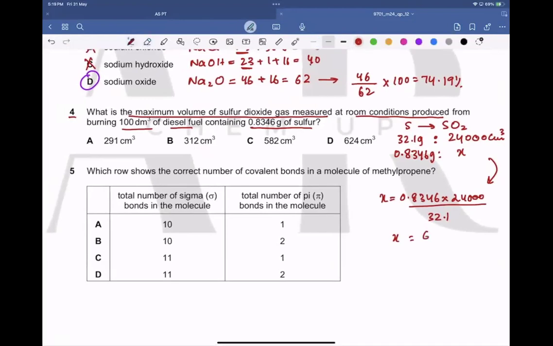624. Okay, yes, 1 minute. So it's a 624 centimeter cube. So D is the correct answer. A, B, and C go wrong.